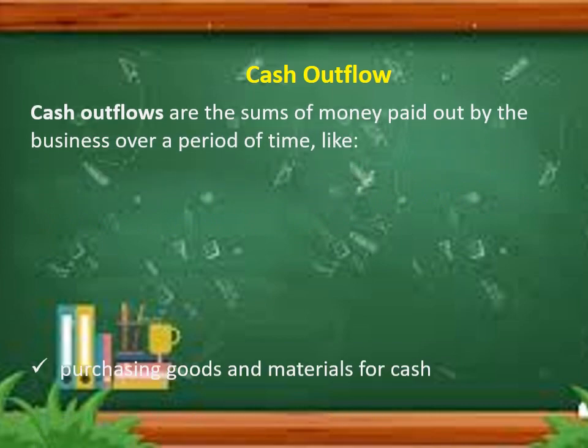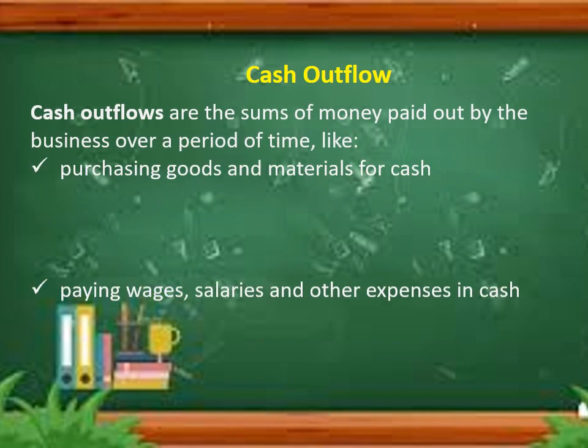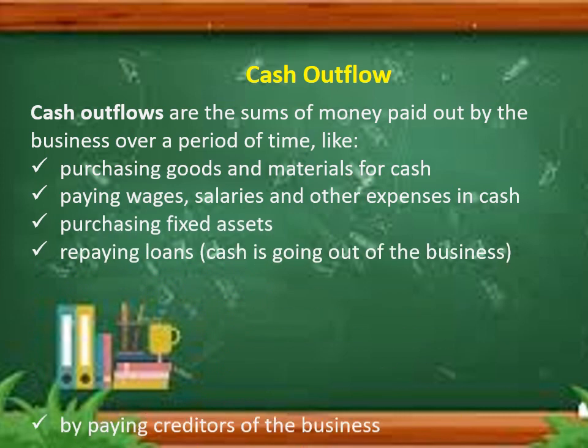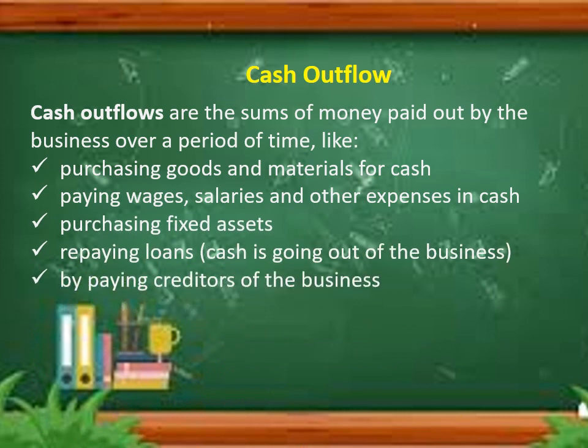Similarly, cash outflows could be purchasing goods and materials for cash, that's sourcing the raw material, paying wages, salaries, and other expenses, and purchasing fixed assets. When businesses are doing well and you have accumulated wealth, you want to invest in fixed assets. Sometimes when you're making good money and good business, you want to expand your business operations, so you want to invest in purchasing fixed assets.